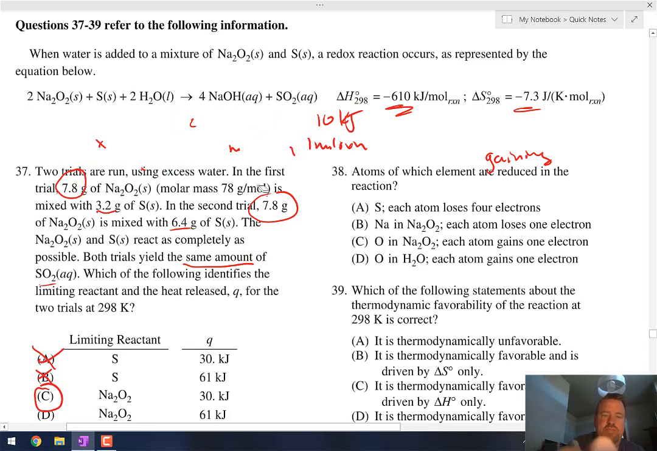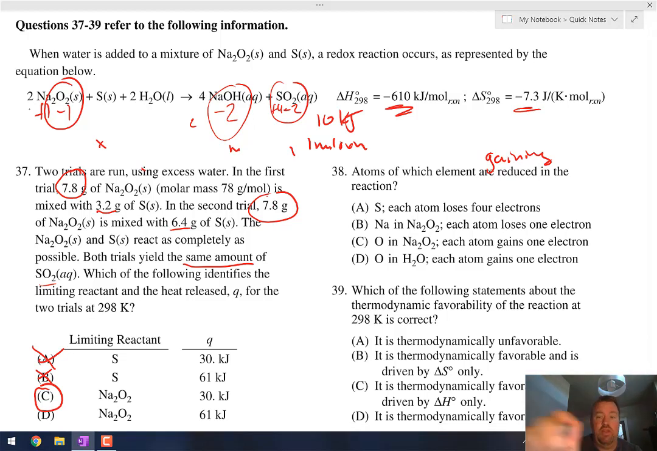In this case you've got the Na2O2, so sodium's +1 and oxygen is -1. And then over here on the product side, you've got sodium hydroxide, where the oxygen's -2, and then sulfur dioxide, where the sulfur is going to be +4 and the oxygen is -2. So in both cases, oxygen is -2 on the product side, but over here it's -1. So its charge is being reduced, and by reducing that charge, that is the reduction process. So the correct answer is C.